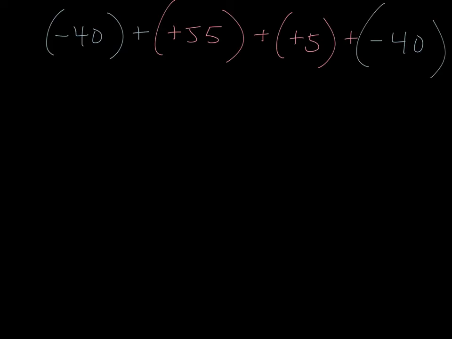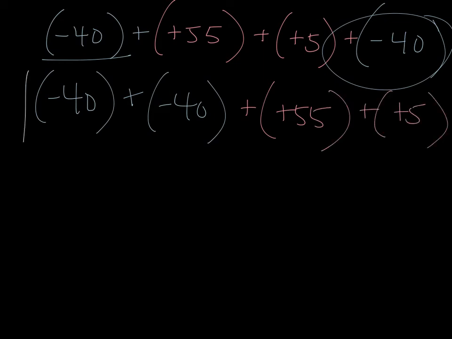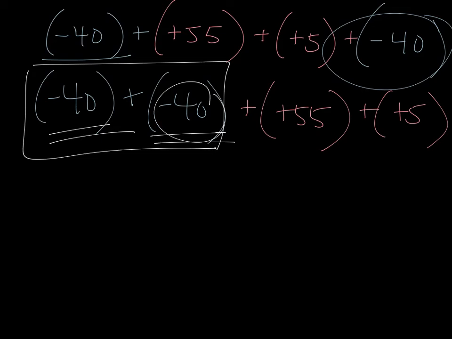Let's do another example. Let's do negative 40 plus positive 55 plus positive 5 plus negative 40. So again, we're going to group the like integers together. We're going to group the negatives together: negative 40 plus negative 40. Then the positives: positive 55 plus positive 5. When we're grouping these together, negative 40 plus negative 40, again, we're adding them like normal. You add 40 plus 40, that's 80. They both have the negative sign, so that integer takes on the negative sign.